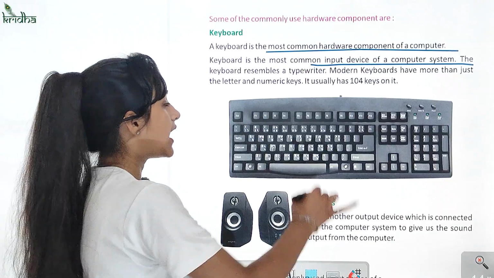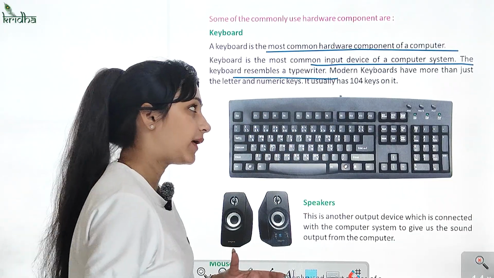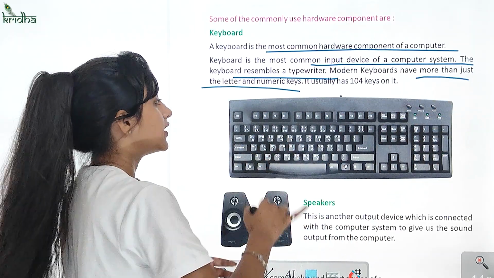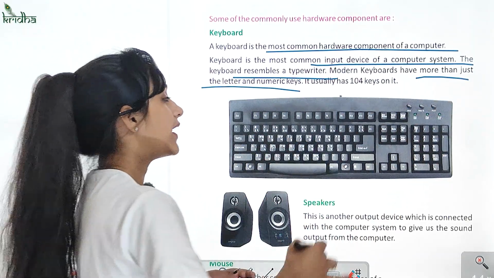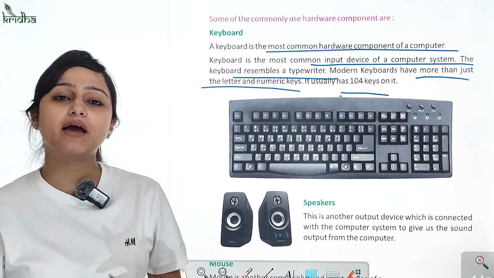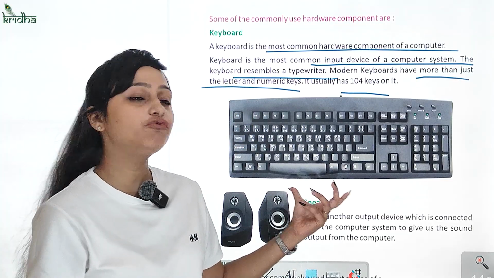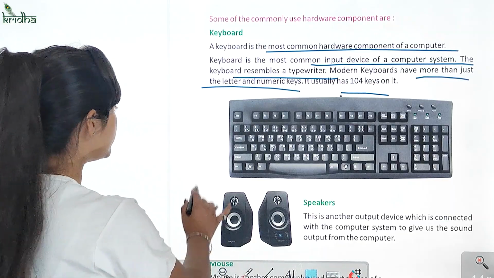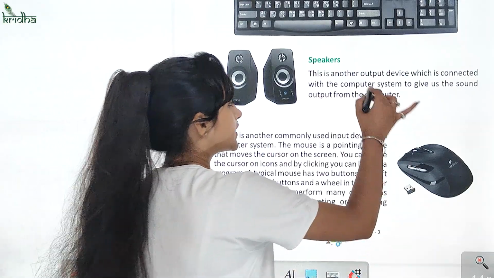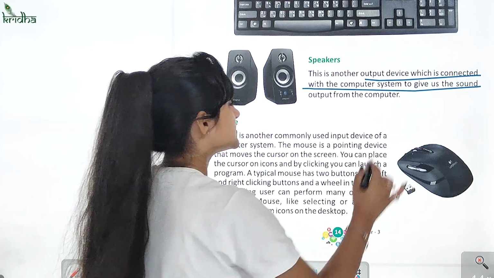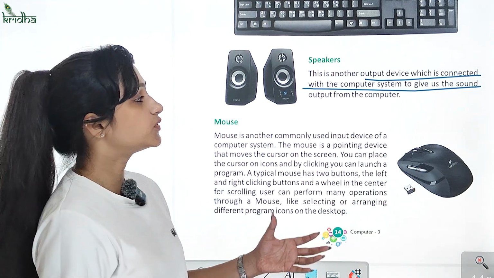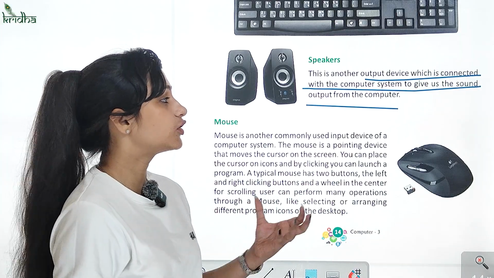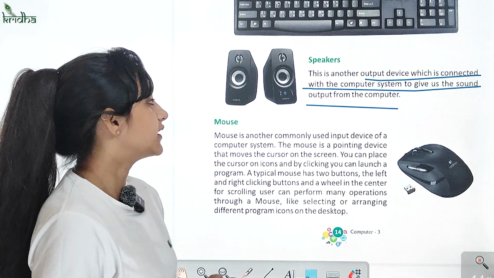The keyboard resembles a typewriter. Modern keyboards have more than just the letter and numeric keys. It usually has 104 keys on it. Now let's talk about the speaker. Speaker is also a hardware part. This is another output device which is connected with the computer system to give us the sound output.